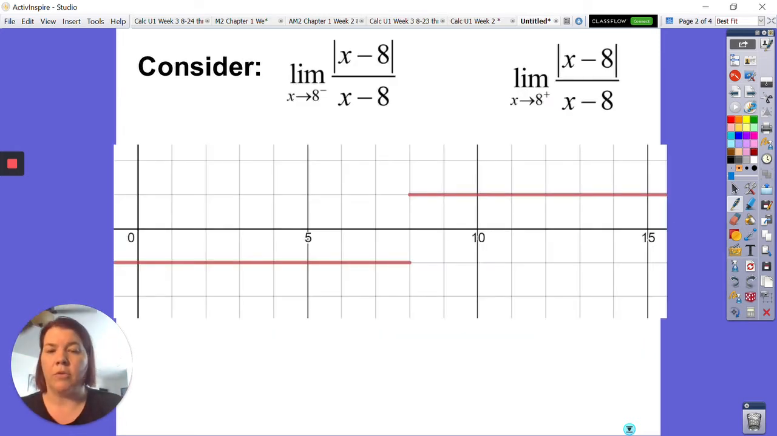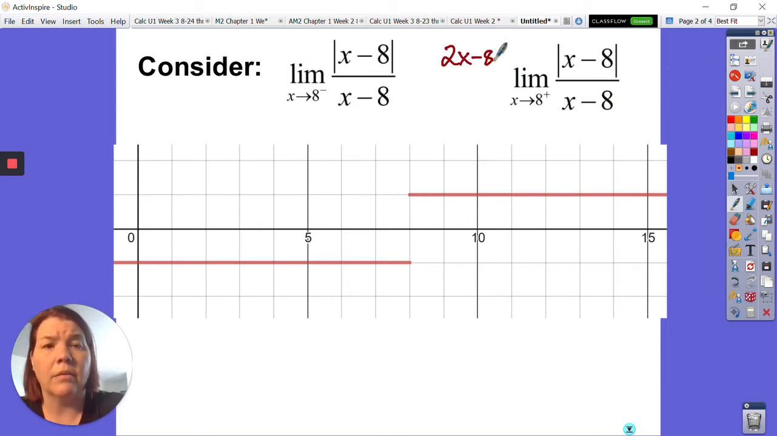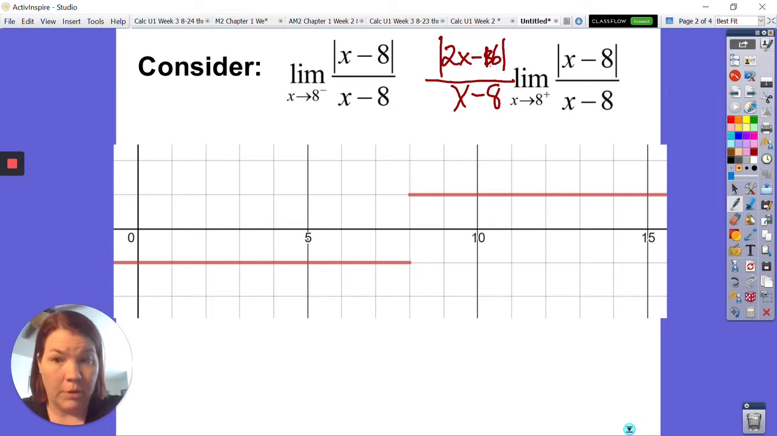So here's a picture of the graph. It always looks like this: a flat line here and a flat line there. Every now and then they get a little creative. They'll maybe multiply something by 2, so that it would be 2 times the absolute value of x minus 8 over x minus 8. And that's still just going to either be 2 or negative 2, because we just multiplied the 1 by 2. And so that didn't change anything. It just seems like it changed something. So those are your basic ideas.